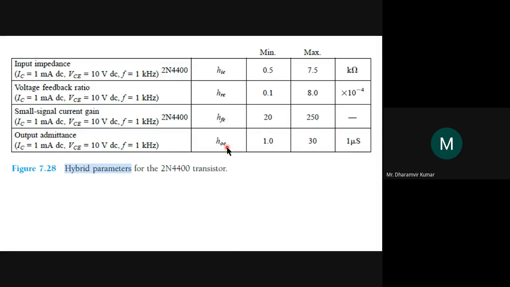Then the HOE, that is the output admittance. This will be some few micro Siemens, in terms of 10 to the power minus 6 Siemens.